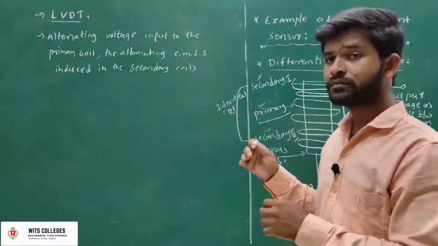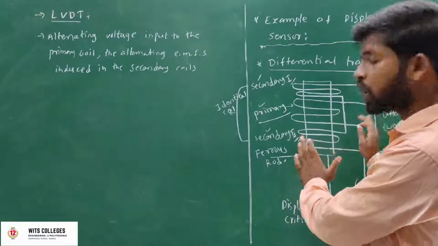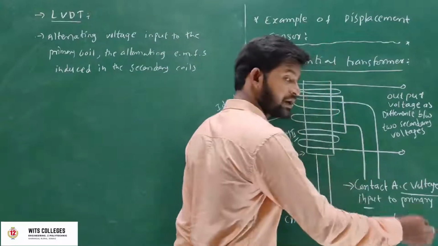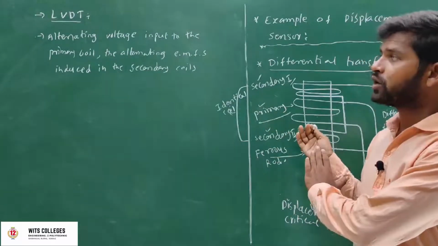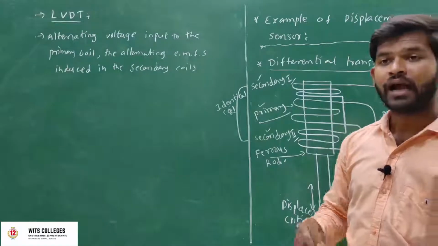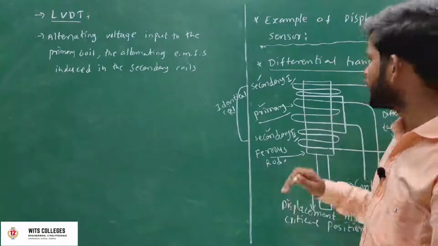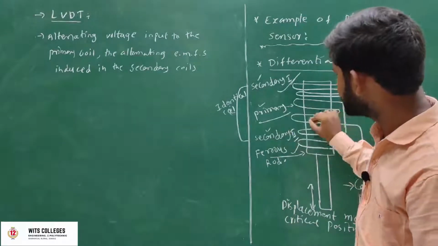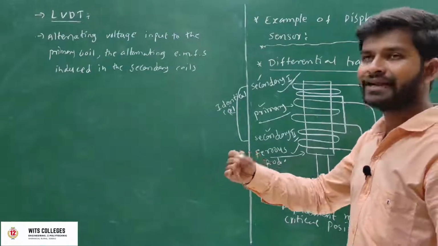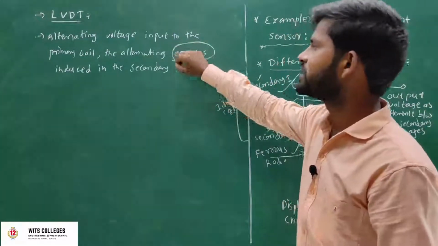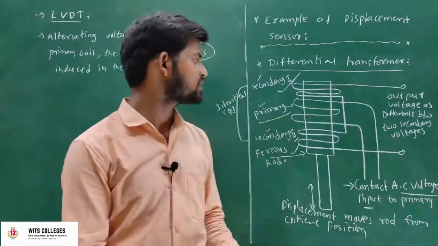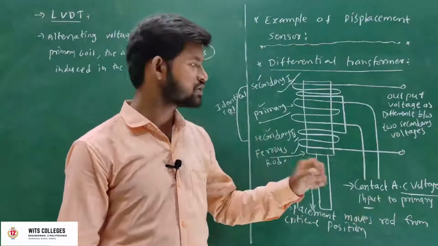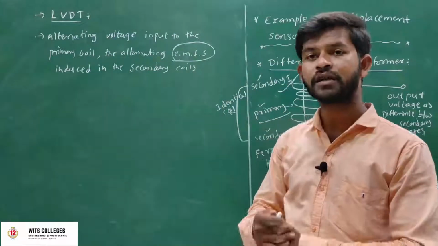When an alternating AC voltage is supplied to the primary coil, an alternating EMF is also induced in the secondary coils. EMF is nothing but electromotive force. When we supply alternating voltage to the primary coil, an EMF is induced in the secondary coils.